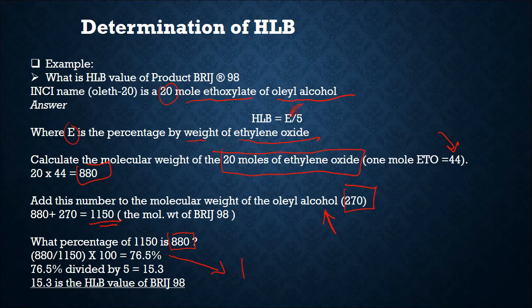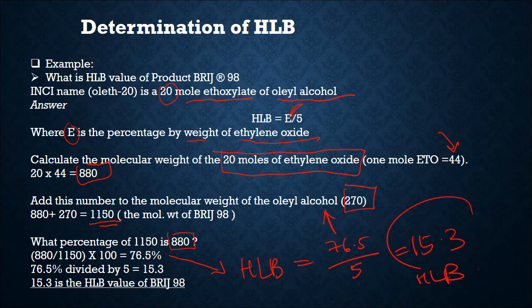So how to calculate the HLB? When you have the E, which is 76.5, divide by 5, then you will have 15.3. So the HLB of this product is 15.3.